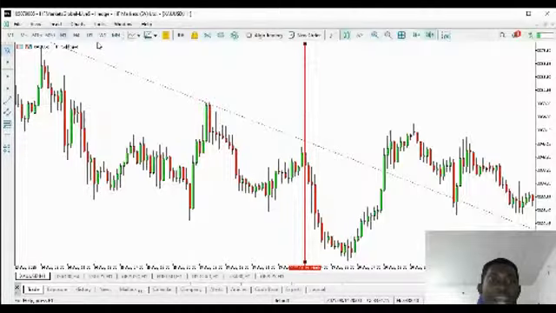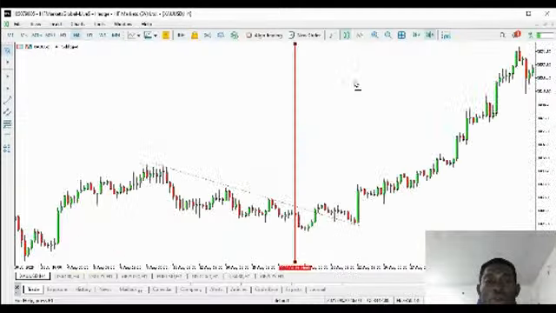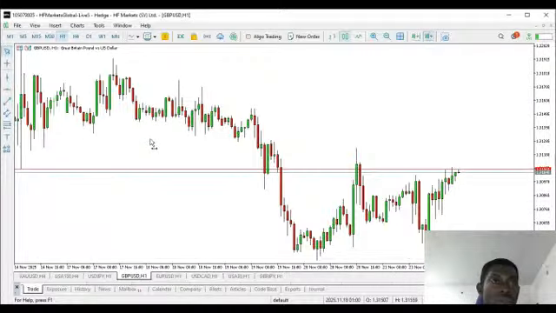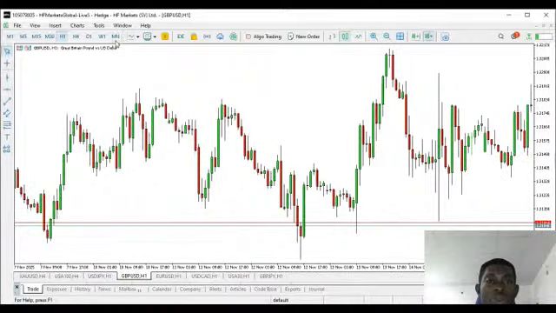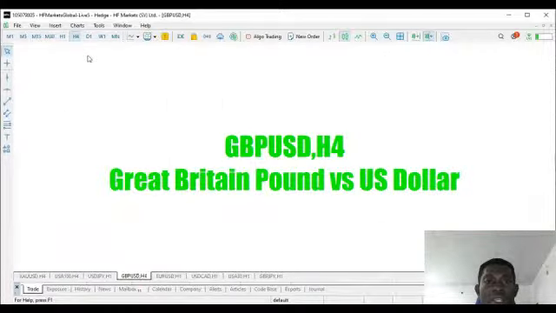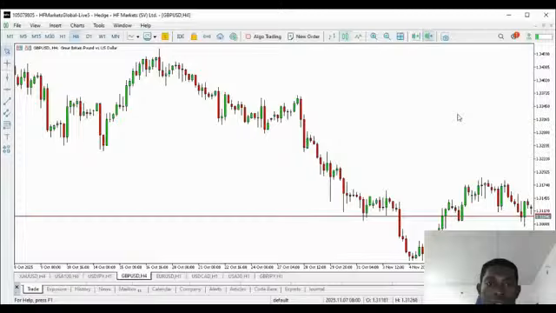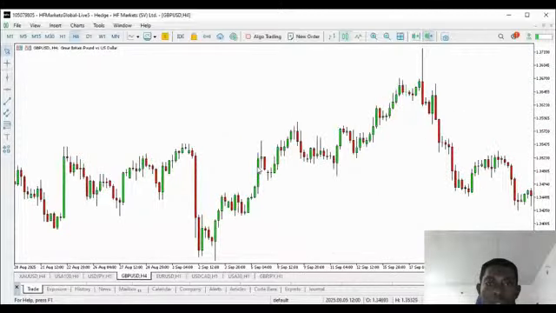I like it when it touches very, very close. I remember the other day we were using GBP USD to look at the markets together. So let me come to GBP USD.